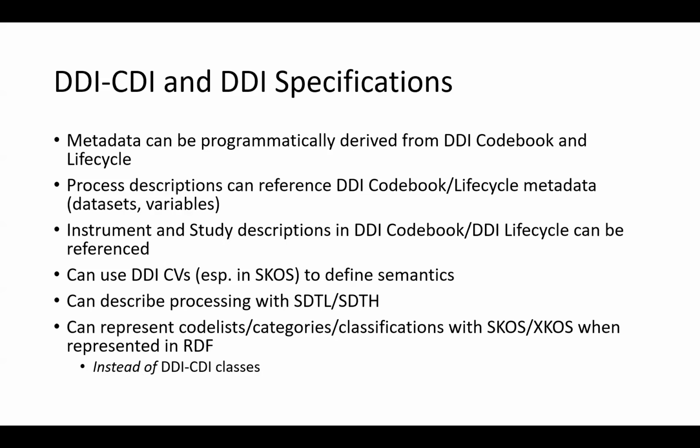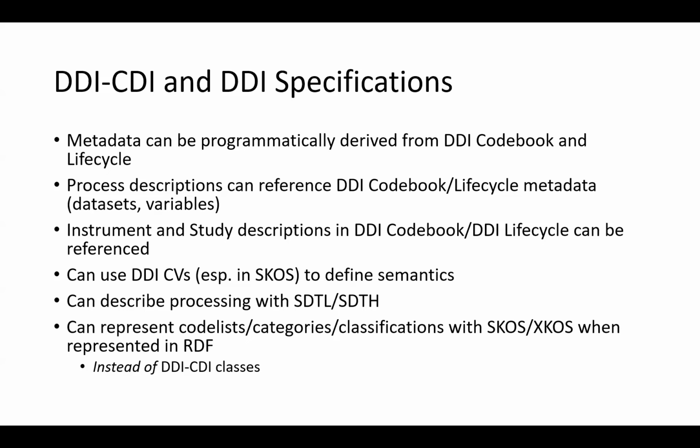To be a little more complete, the idea here is that you should be able to programmatically derive CDI from DDI Codebook or DDI Lifecycle. And in fact, we already have an implemented DDI Codebook to CDI transform, and it works. Pascal Heus has written that as part of the Postman toolkit. I don't know whether he's done Lifecycle yet or not, but I believe he will. The process descriptions in CDI can be used directly with DDI Codebook or DDI Lifecycle metadata, and you'll actually see how that works in the example that Hilde is going to show you.